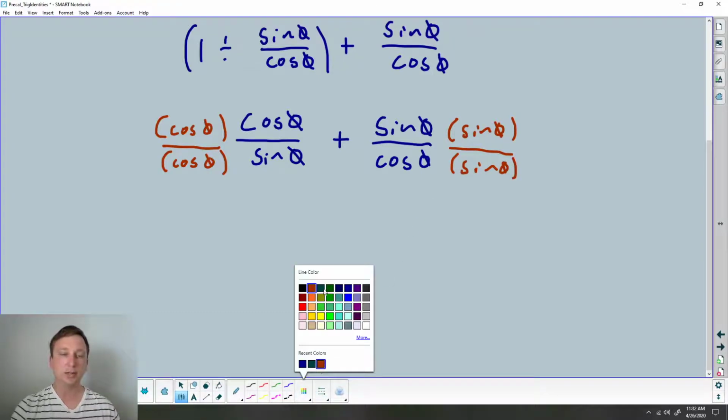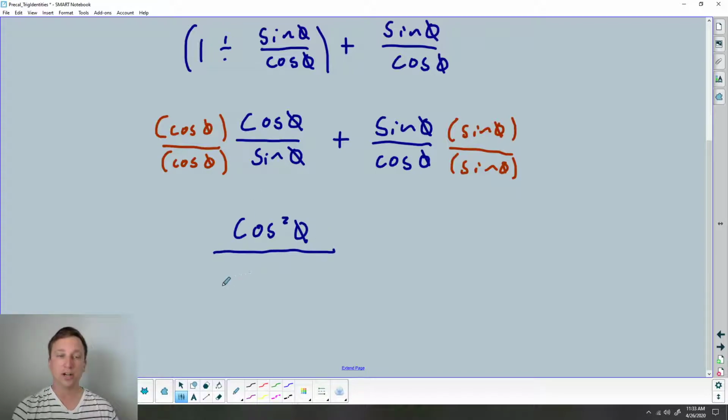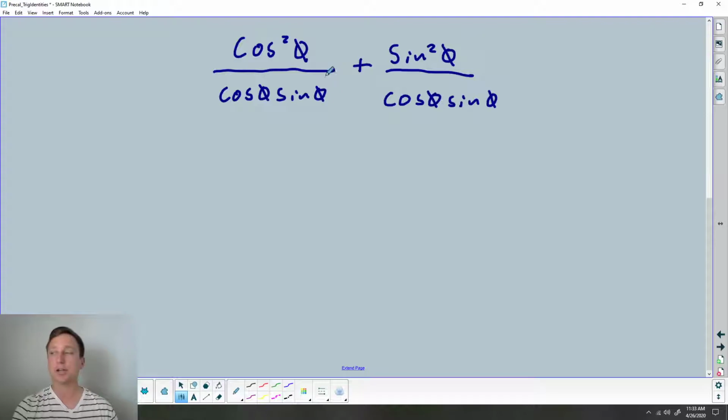So when we do this, we can go on our way. We'll have a cosine squared theta because cosine theta times cosine theta is cosine squared theta over a cosine theta sine theta. And then for the right side, we have a sine theta times sine theta. Well, sine theta times itself is sine squared theta. So sine squared theta over, again, similar common denominator, cosine theta, sine theta. So now that we have a common denominator, we can add these 2 together. So let's go ahead and do that.